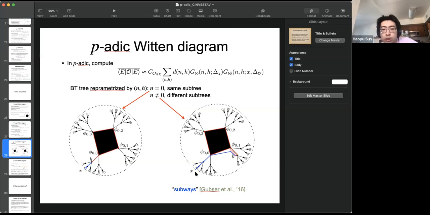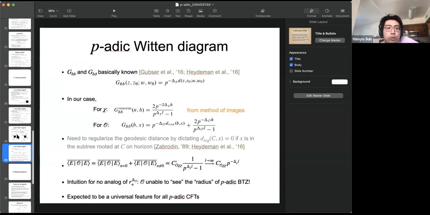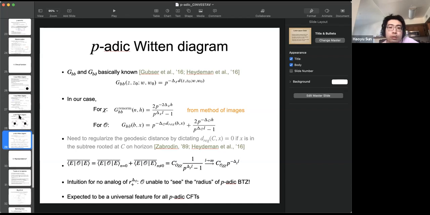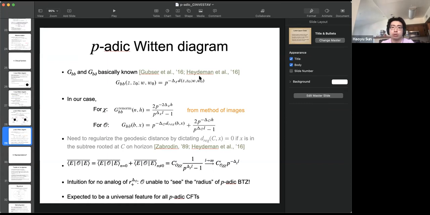And if n is non-zero, it means that the boundary point where you're shooting the phi O scalar is on a different subtree from the horizon point of your concern. In the p-adic setting, both Green's functions are basically known. This was shown in these two papers back in 2016. In our case, we use the method of images to get the renormalized boundary Green's function. By renormalized, I just mean that there are some additional terms which can be removed by local counterterms.